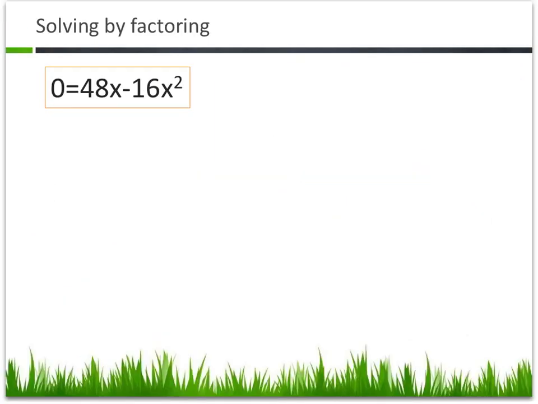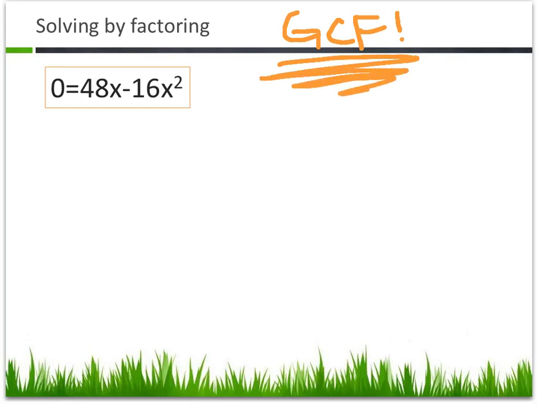Okay, so I need to factor this equation. Well, remember the first step to factoring is always GCF. I hope you remember that and ingrained it in your brain. Okay, so we always look for a GCF first. So here, my GCF is going to be 16x. Okay, so 48 divided by 16 leaves me with 3. And I'm taking out the x, so this x right here is no longer there. Minus 16x squared divided by 16x leaves me with 1x. And that's what I'm left with.